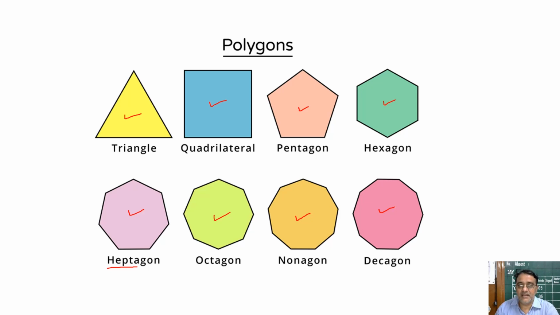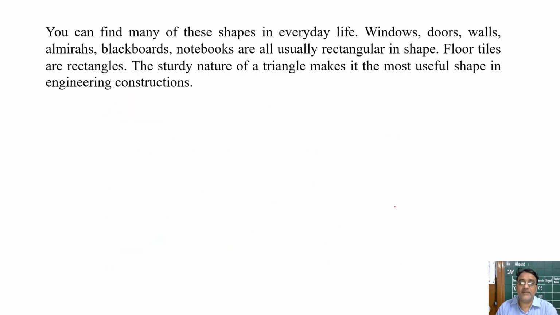Now let us see another topic, because polygons are very much used in our day-to-day life. Okay, so you can find many of these shapes in everyday life. Windows, doors and walls, almirah, blackboard, notebook are all usually rectangular in shape. Rectangular means quadrilateral, okay? Four-sided polygon. Floor tiles are also rectangles. The sturdy nature of a triangle makes it the most useful shape in engineering construction.